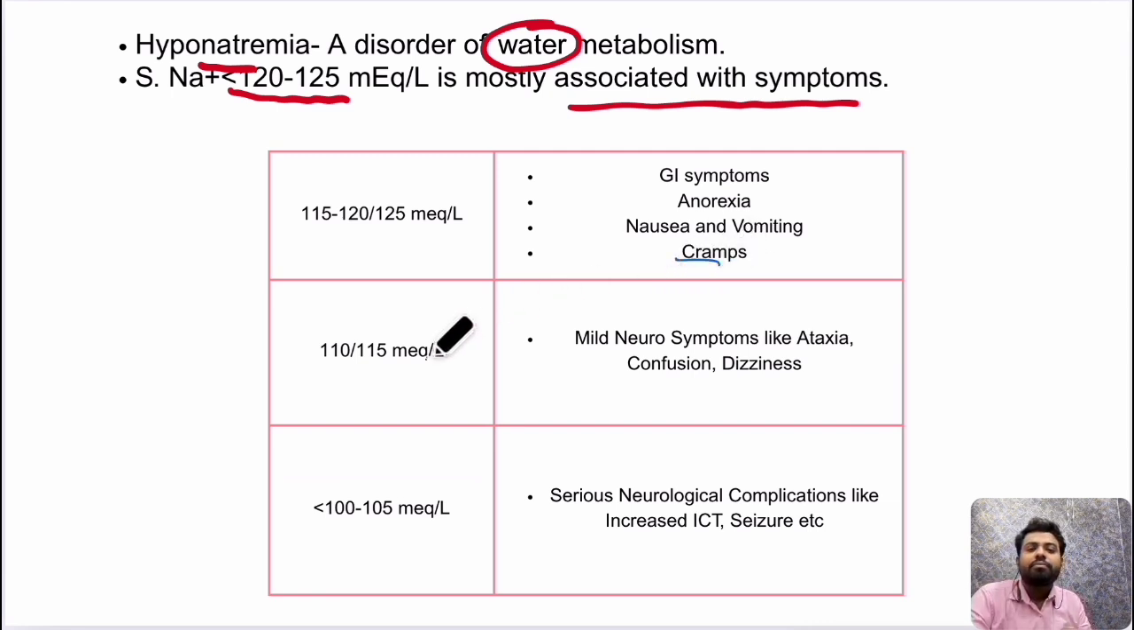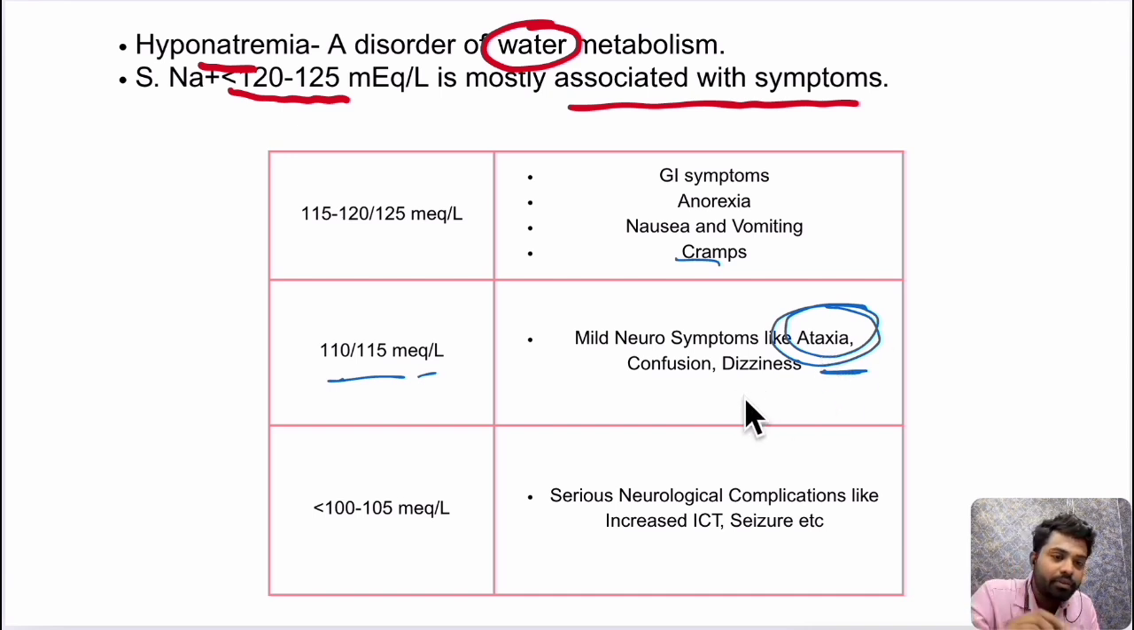You see GI symptoms like anorexia, nausea, vomiting, and muscle cramps. And then when it goes a little bit down, like 110 to 115 milliequivalent per liter, then starts the most important symptom to diagnose it early: ataxia. If you see some old patient in your ward or among relatives, this is the thing they complain about the most. The patient is not able to keep their balance. They will complain that there is a tendency to fall, ataxia.